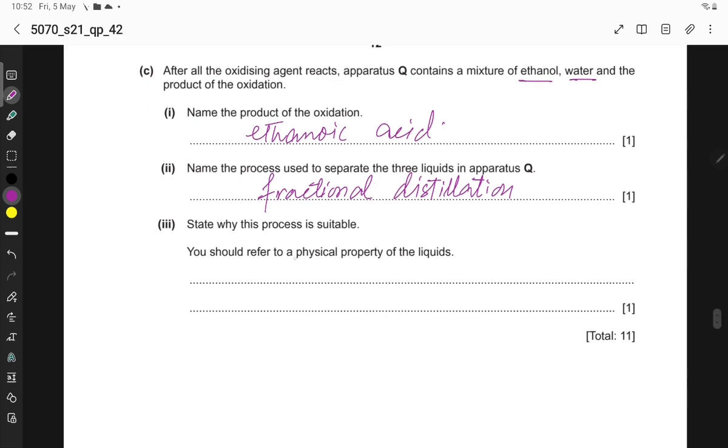State why this process is suitable. You should refer to a physical property of the liquids. Different boiling points.